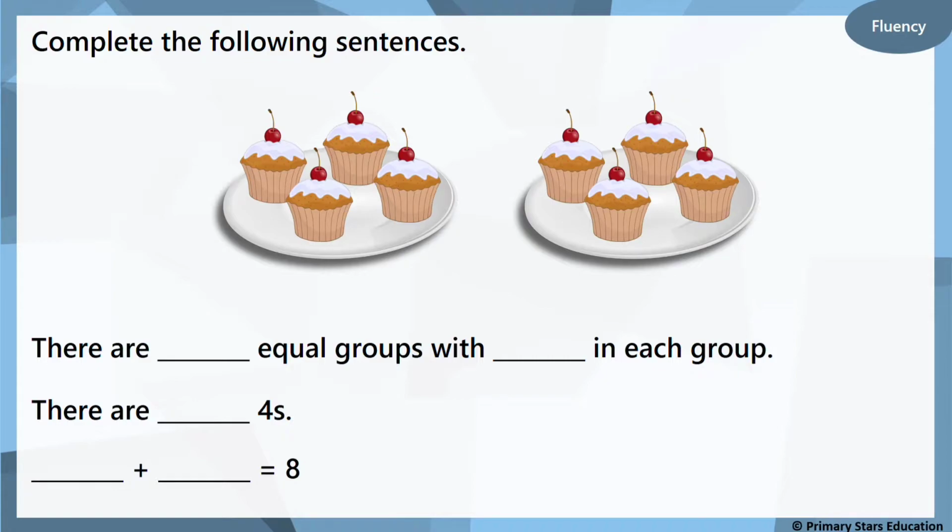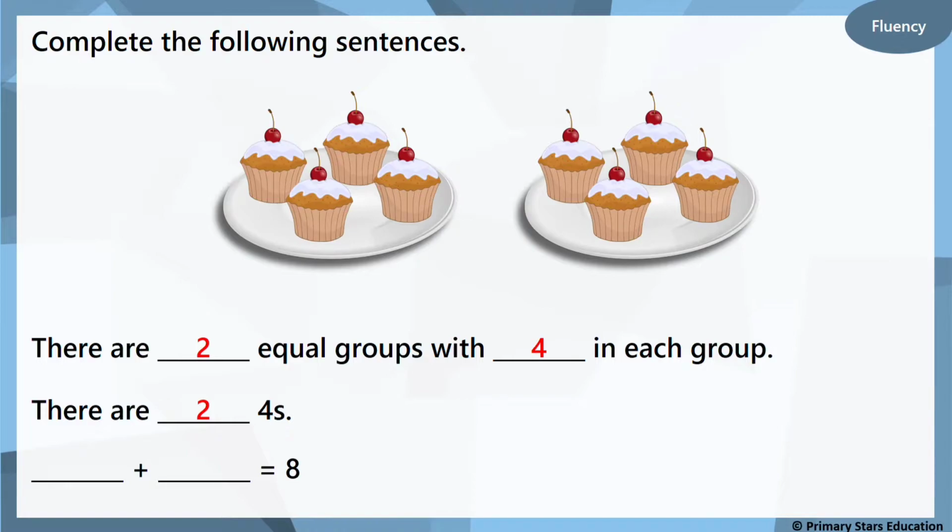I don't need to ask you to pause this. We can easily see that there are 2 equal groups with 4 in each group. Underneath we can say there are 2 4s, 2 groups of 4. Now, can we put that into an addition number sentence?